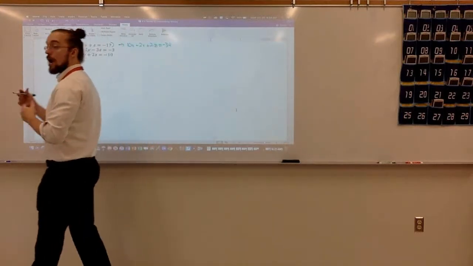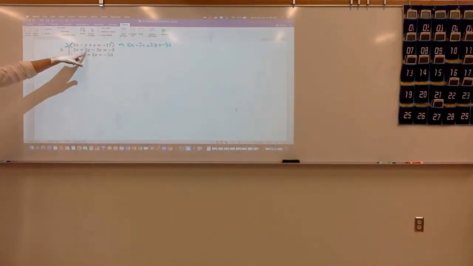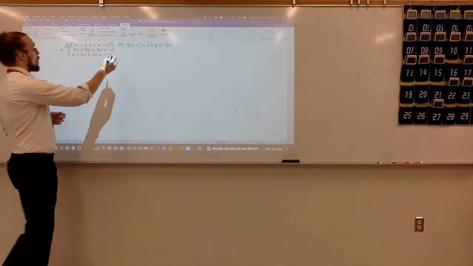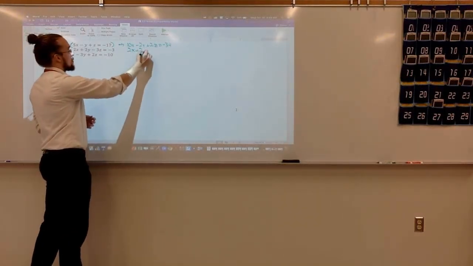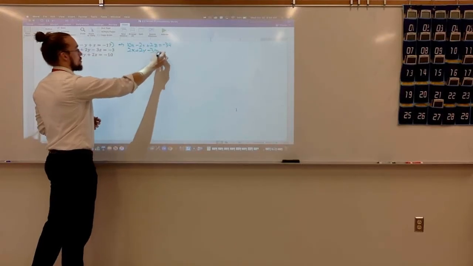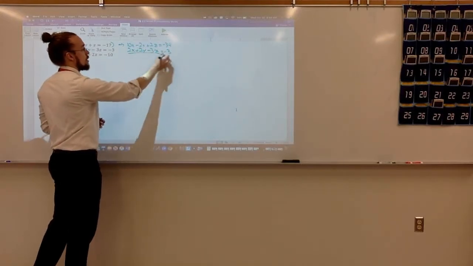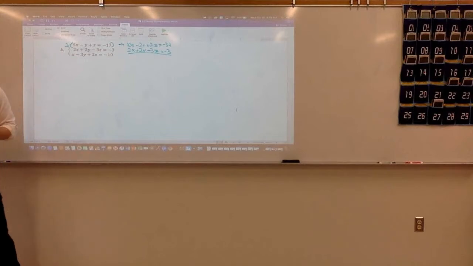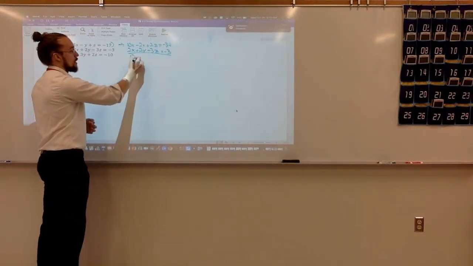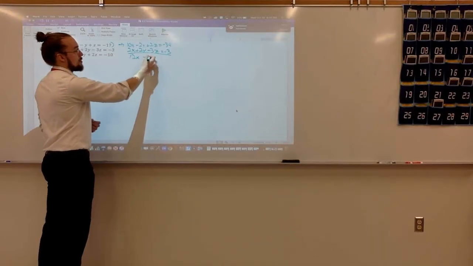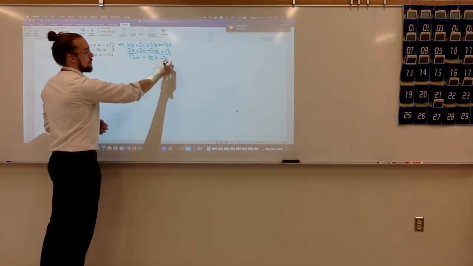Okay, so I'm not going to change my second equation, because that 2y will cancel out. So now I'm just going to take 2x plus 2y minus 3z equals negative 3, and I'm going to add those two equations together. So I'm going to get 12x minus z equals negative 37.